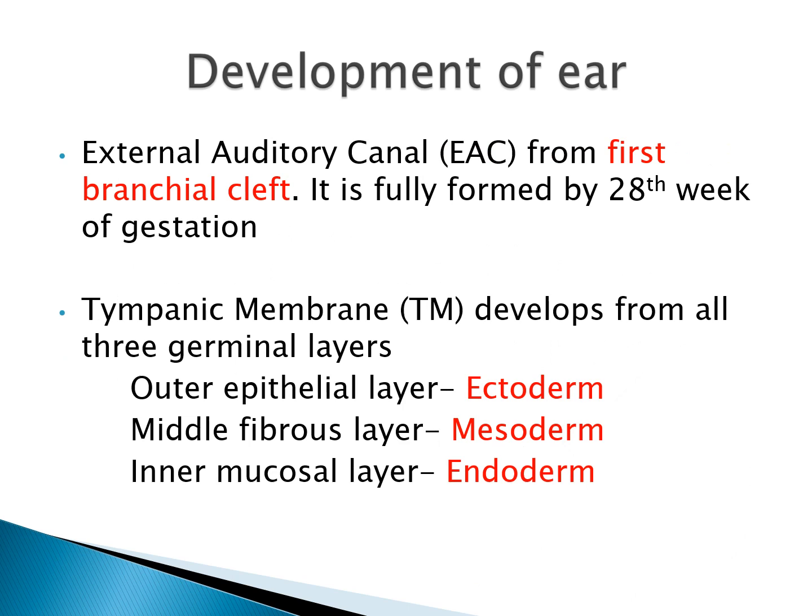The external auditory canal develops from the first branchial cleft and it is fully formed by the 28th week of gestation. The third part of the external ear, that is the tympanic membrane, develops from all the three germinal layers. So we know that there are three layers of the tympanic membrane. Each layer develops from a particular germinal layer. The outer epithelial layer develops from ectoderm. The middle fibrous layer develops from mesoderm. And the inner mucosal layer develops from the endoderm.